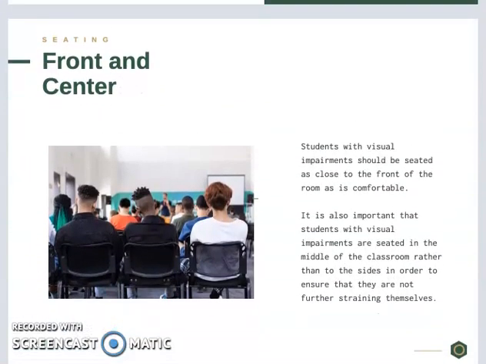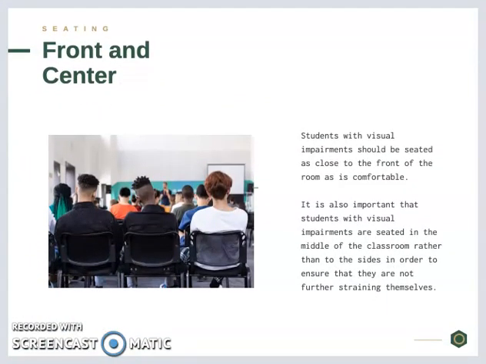Okay, seating. Students with visual impairments should always be seated at the front and center of your classroom. You want it to be in the easiest spot possible so that they can view the board without straining themselves even further.